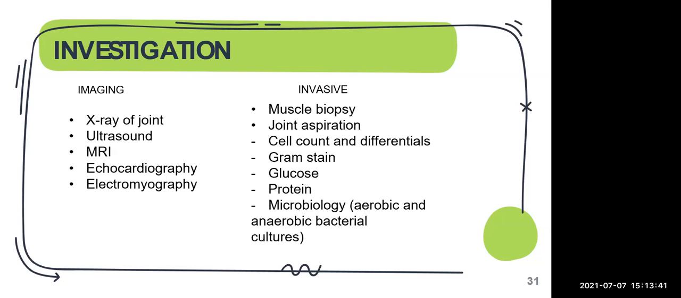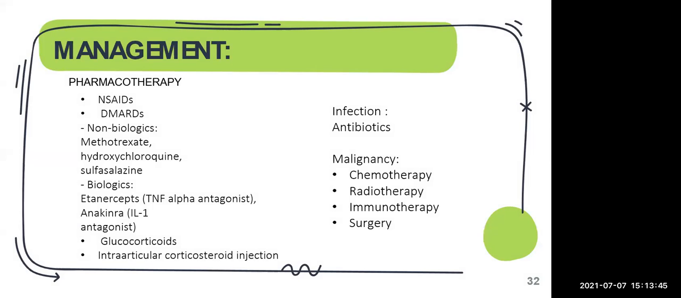Okay. So for the management of joint pain, it's mainly on pharmacotherapy. So we can give NSAID, which is anti-inflammatory, and DMARDs. DMARDs are divided into non-biologics and biologics. For non-biologics, we have methotrexate, hydroxychloroquine, and sulfasalazine. For biologics, there are etanercept and anakinra.